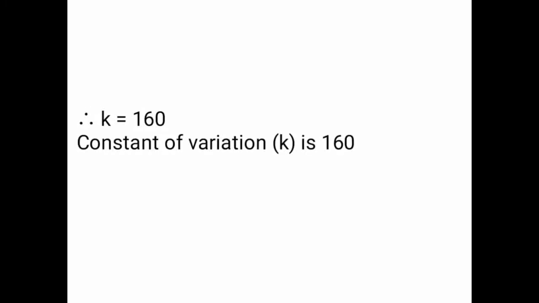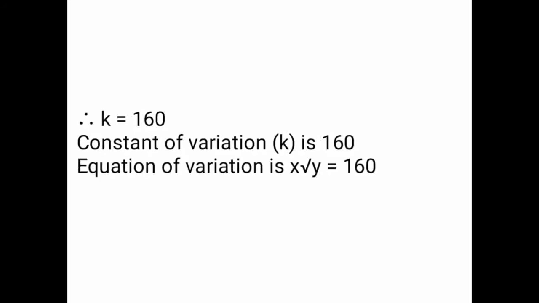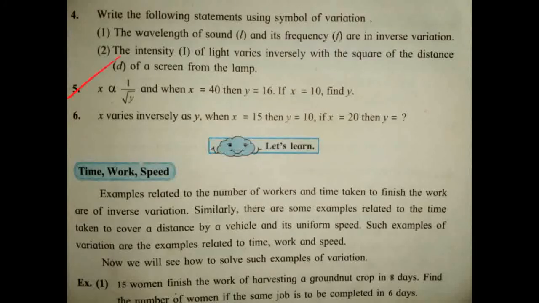Constant of variation k is 160. Equation of variation is x square root of y is equal to 160. When you write the equation of variation form, you have to substitute the constant of variation k, which you got as the answer. You don't have to substitute the values of x and square root of y. This you have to write as it is. This is the meaning of equation of variation in inverse variation. Now same question number 5, you have to read the next sentence. What values are given, x and y? X is equal to 10 is given and you have to find the value of y.